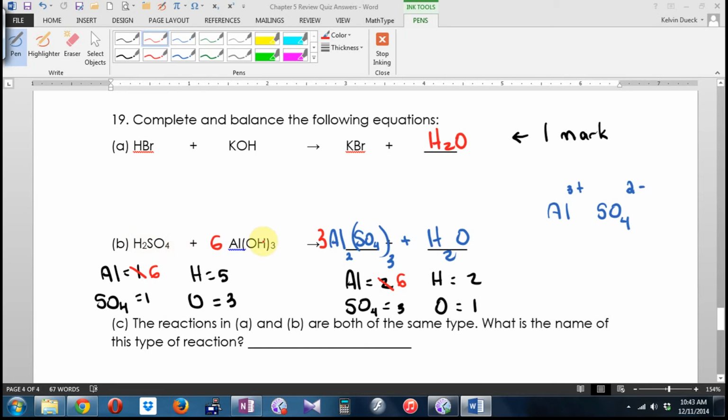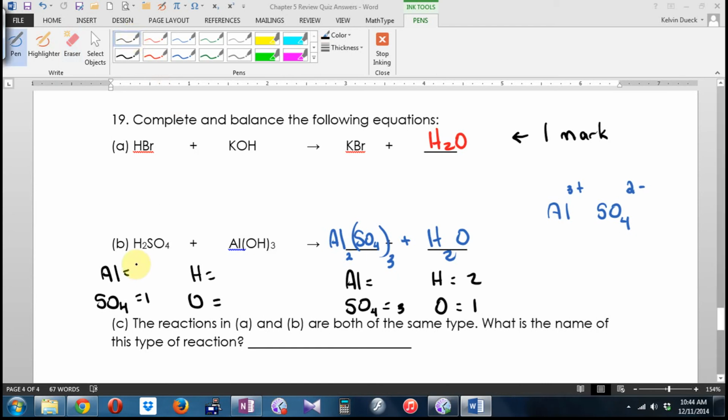Oh, you know what? Let's do this first. 3 times 6, 18. How many oxygens? 3 times 6, 18. How many SO4s? Oh, good gosh, Mr. Dueck. You guys are all freaking out. I started out doing this one totally wrong. I apologize, guys. Let me erase all this. This is yucky. I did this backwards, didn't I? That was dumb of me. Let's try that again. You're all freaking out.